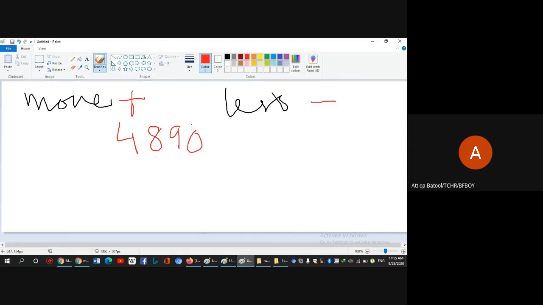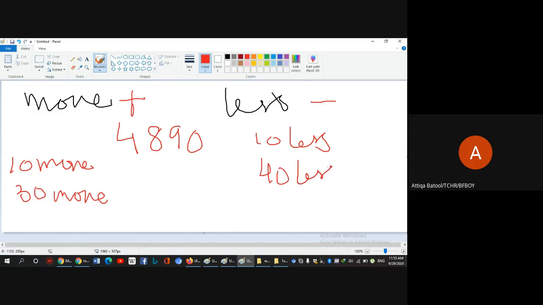Suppose we have the number 4890, and the question is write down 10 more, or sometimes it can be 30 more, the number can be bigger. Got it? Or if they say 10 less, or they can say 40 less. How would you do this? Children, we have done place value so many times. Since the beginning we are doing place value.